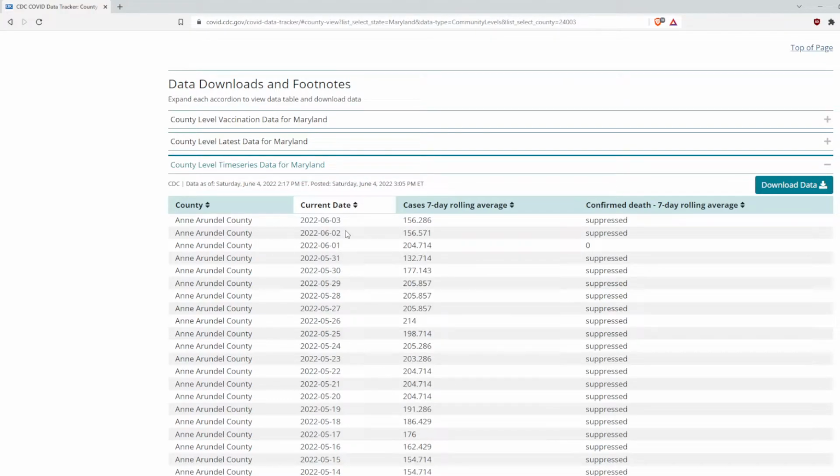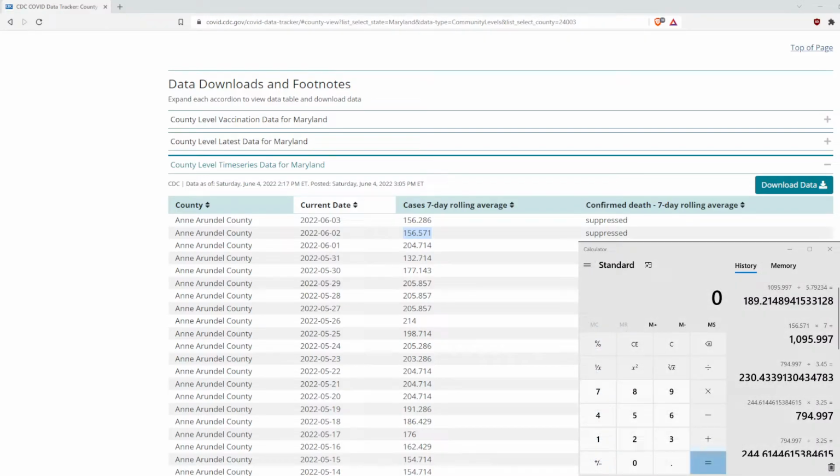And so if we go back to the 2nd, which is the last Thursday before this video is being made, we see that it's 156.561, and this is a per day case rolling average over 7 days. So if we're going to change it into the format that the CDC uses to determine its COVID levels, we need to do some calculation. So what I'm going to do here is pull up a calculator, and we'll just quickly do the math on the screen here so you guys can see what's going on.